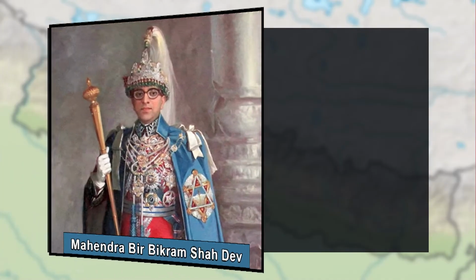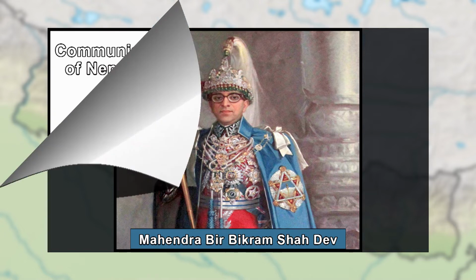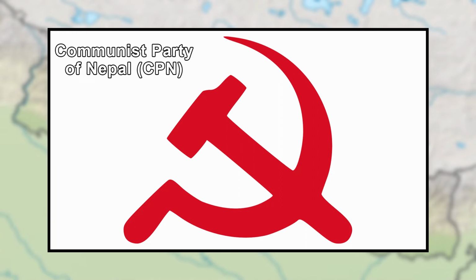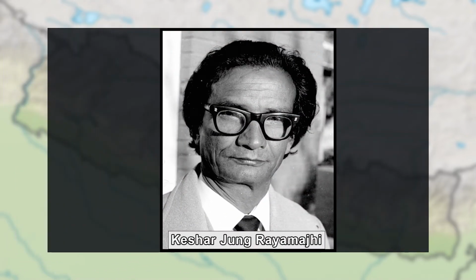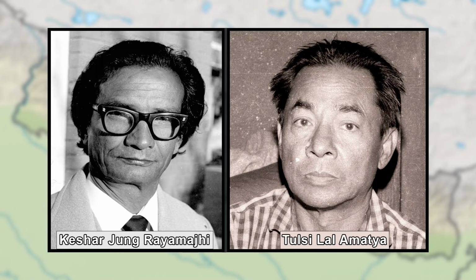After the royal coup of December 1960, in which King Mahendra abrogated the parliamentary system and took all powers in his hands, the CPN split into two groups. One group, headed by Keshar Jung Rayamaji, supported the king, while the other group, headed by Tulsi Lal Amatya, decided to continue its struggle against feudal and authoritarian forces. Thus, the communists got divided into royalists and revolutionaries and contested over monarchy, parliament, constituent assembly, India, the Nepali Congress and other issues.